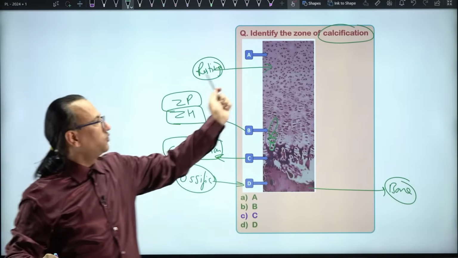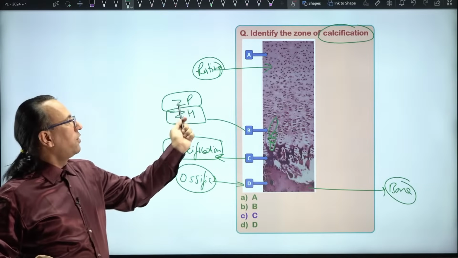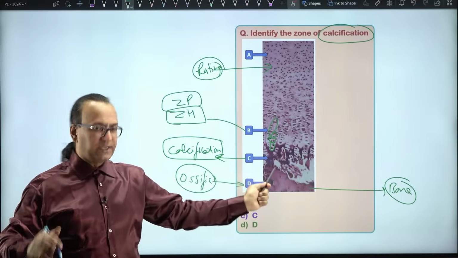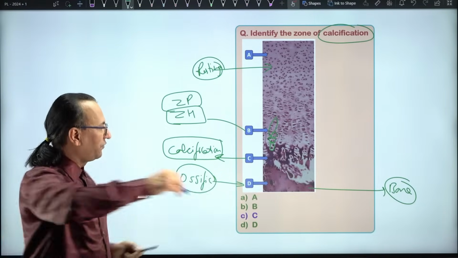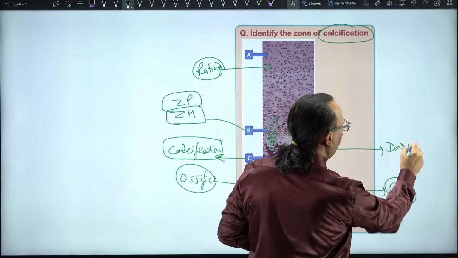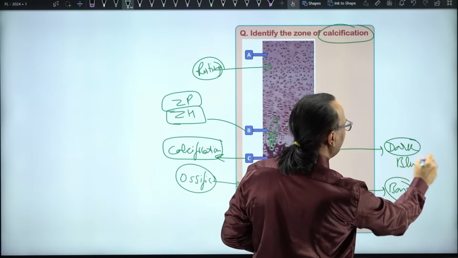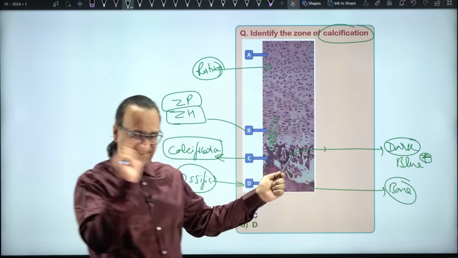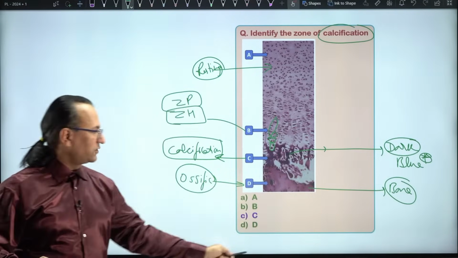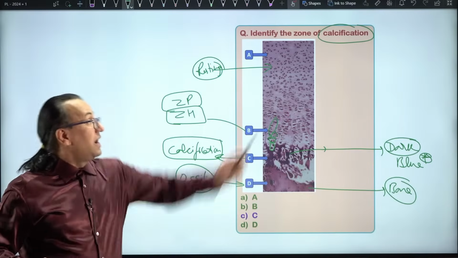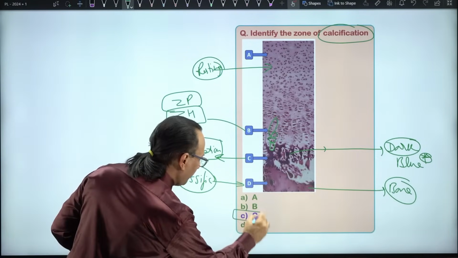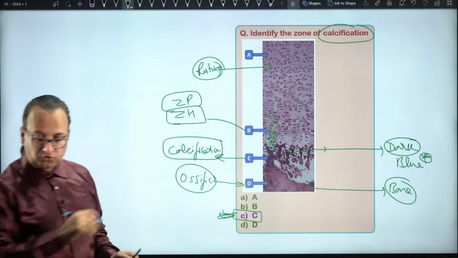The very first zone is the resting zone. Then you'll have the zone of proliferation. Then the zone of hypertrophy. Then the zone of calcification. Calcification can be identified by the fact that you will start having this dark blue, or violet color of calcification, and bone appears totally different. So that is the zone of ossification. That is why, if you are asking for calcification, our answer should remain choice number C, and that is what I have marked. The answer to this question should be choice number C.